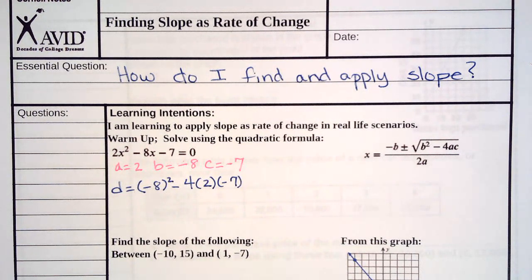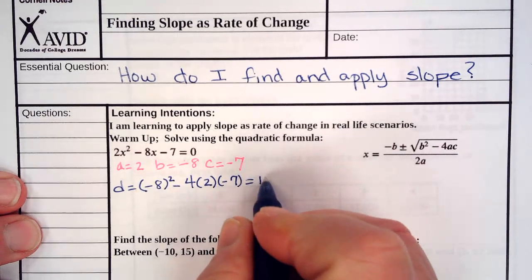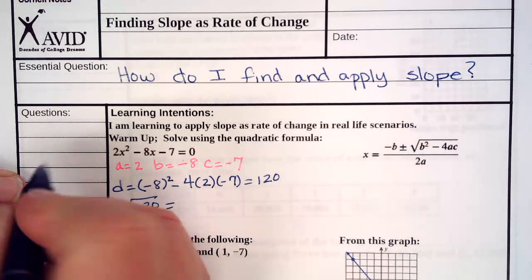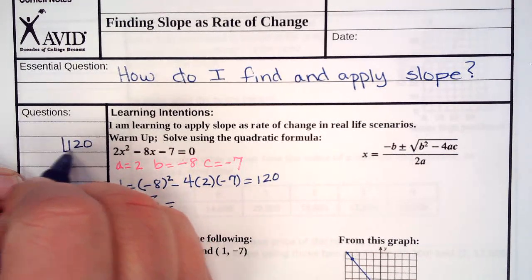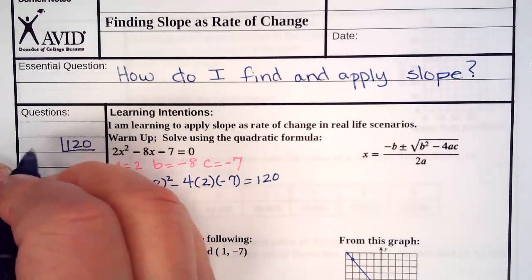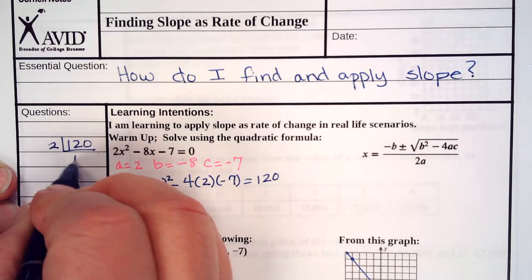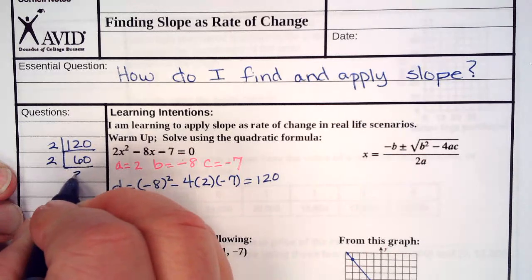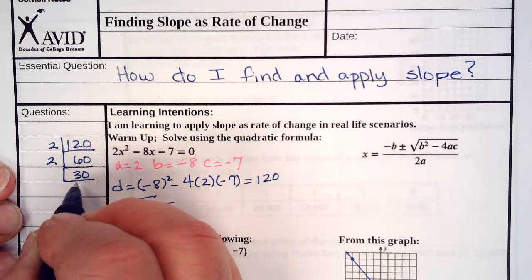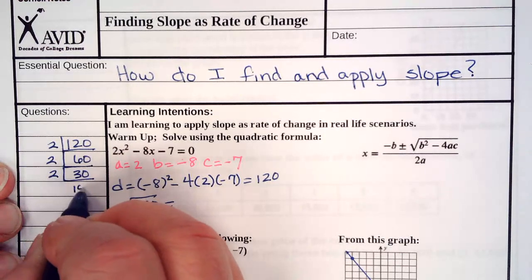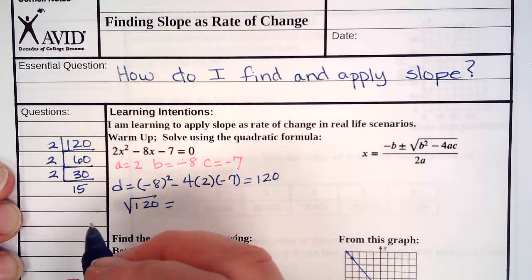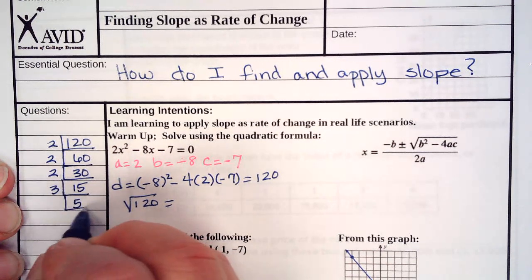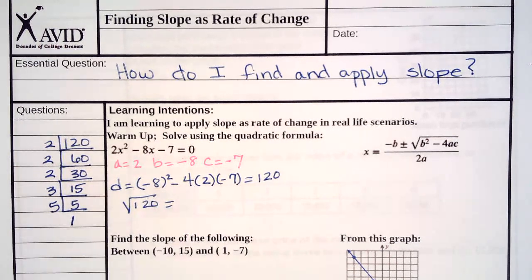Now 120 is not a perfect square. So we're going to still take the square root of 120, but we're going to do that long division. We know it's divisible by 2. 120 divided by 2 is 60. 60 is divisible by 2. 60 divided by 2 is 30. 30 is divisible by 2. 30 divided by 2 is 15. 15 is not divisible by 2, but it is by 3. So I get 3, I get 5. 5 is prime. Divide by 5. When you get to 1, you're done.